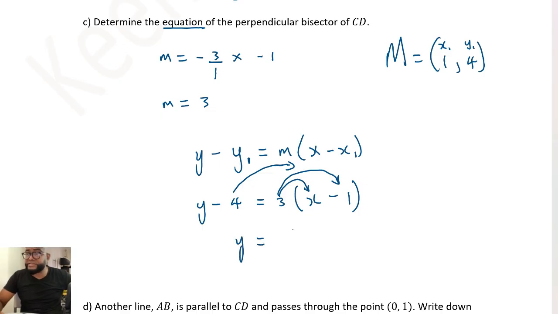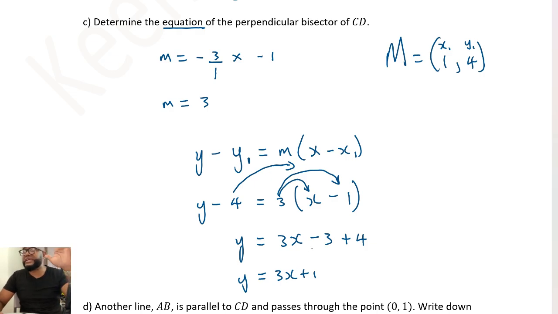So y alone remains on this side. Okay? 3 by x would be? 3 by negative 1 will be? Negative 4 becomes? So y is equal to 3x, negative 3 plus 4 is? Positive 1. This is the equation of my line.